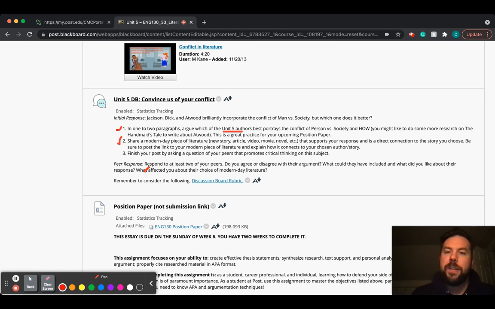Next, it's my check mark. Share a modern day piece of literature. Could be a news story, article, video, movie, whatever it might be, that supports your response and is a direct connection to the story you chose. Okay. And then post a link so we can go ahead and find it. So if you're going to go with The Lottery as being the best example of person versus society, what's a modern day piece that connects to the conflict present in that piece? So that's what you're going to be working on this week.